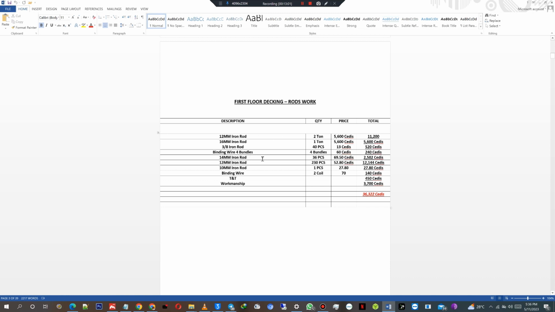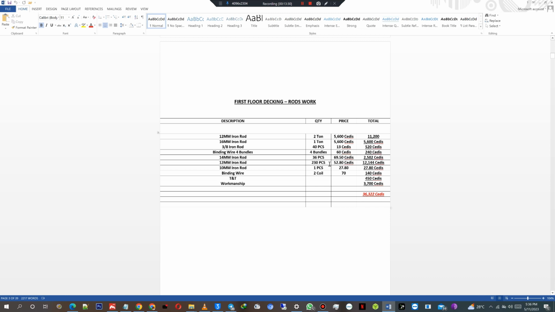And I bought 3x8 iron rod, 40 pieces, which cost 520 Ghana cedis. And I bought 4 bundles of binding wire, which cost 240 Ghana cedis. And also I bought 36 pieces of 40 rod, which we used some for the steps leading to the first floor, which cost 2,502 Ghana cedis.